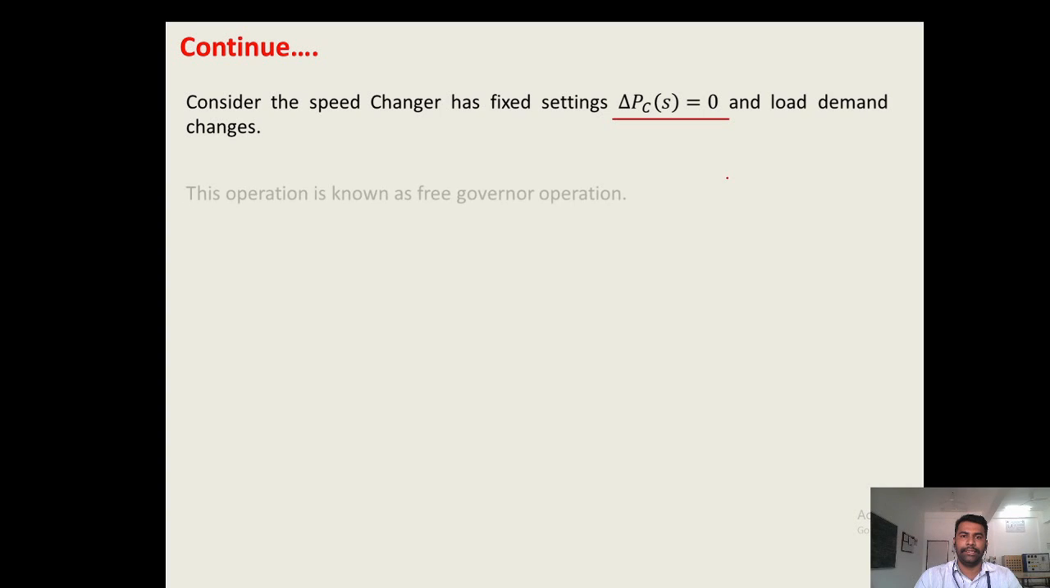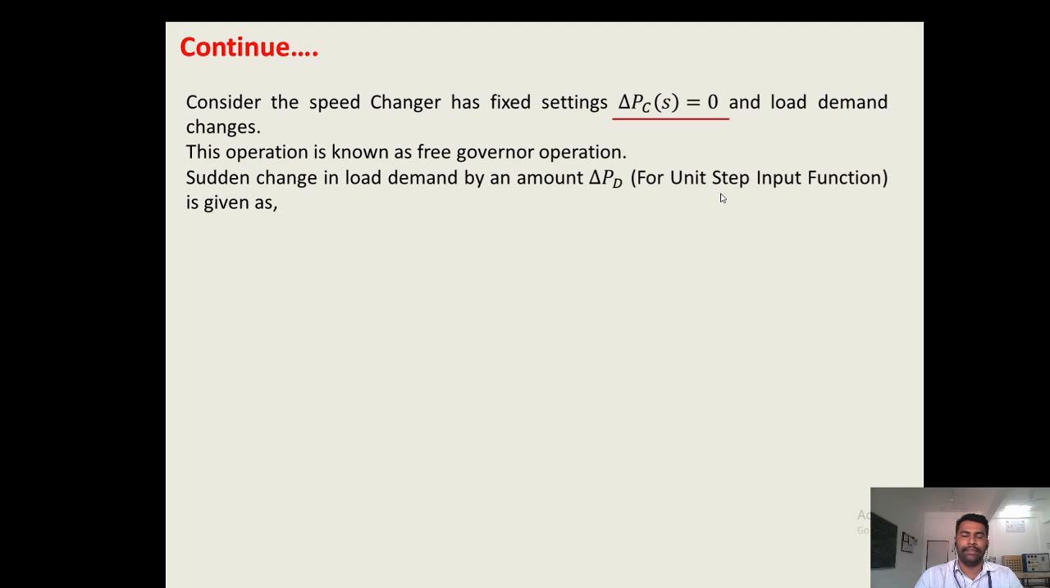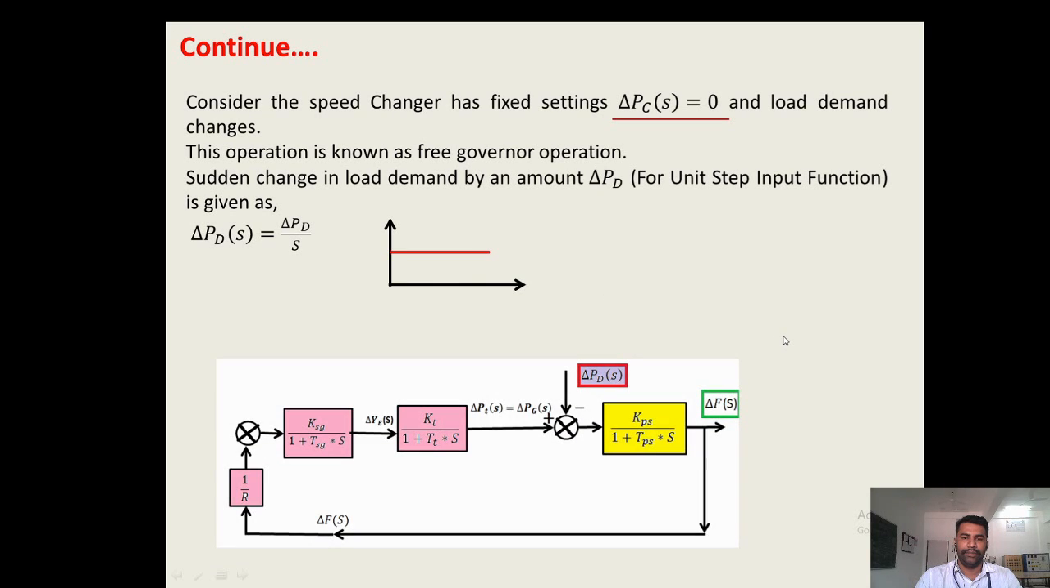So if we consider that the load demand changes by an amount of change in Pd, a unit step input function, then the change in Pd of s is given by change in Pd upon s. This operation is called free governor operation. So under this case the complete block diagram representation becomes this. Here these three blocks become in series, and this is our input and this is our output.